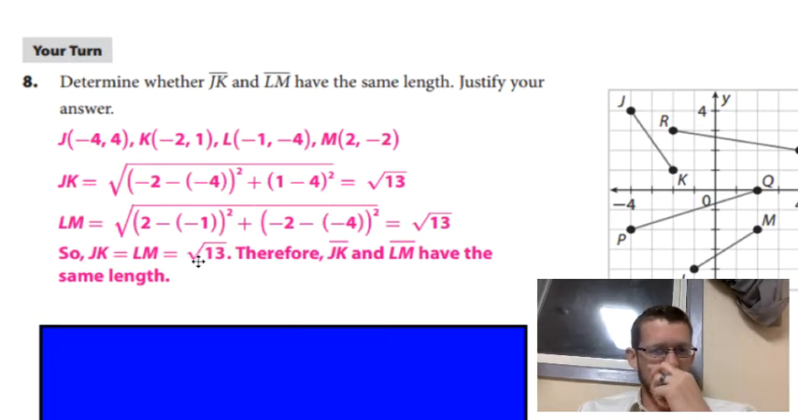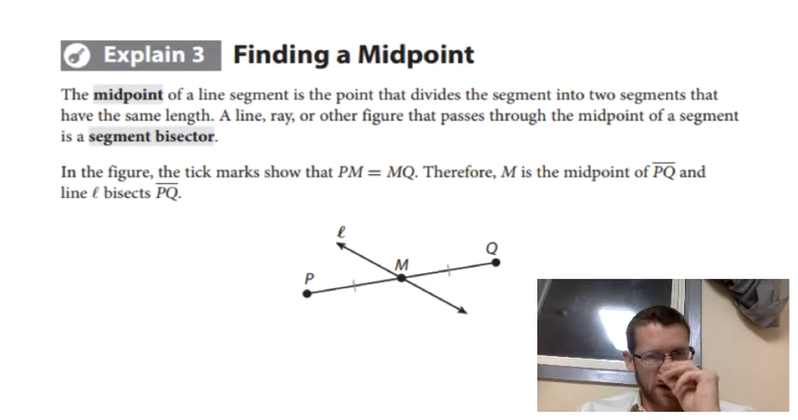Okay, so the correct answer is that they're both square root of 13. We can just leave it as that answer. Decimals aren't necessary. So hopefully you got them both to be the same length. Okay, final little thing is to find the midpoint.